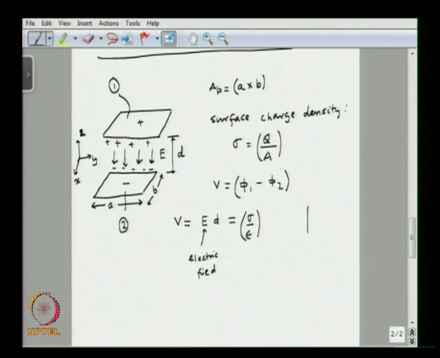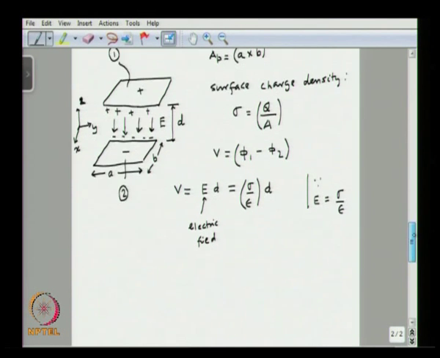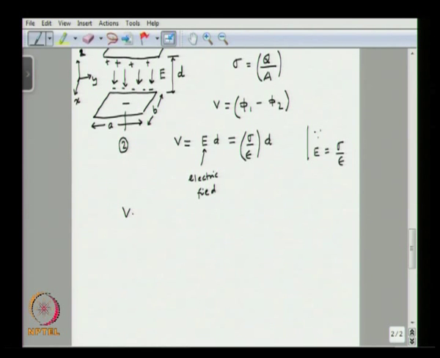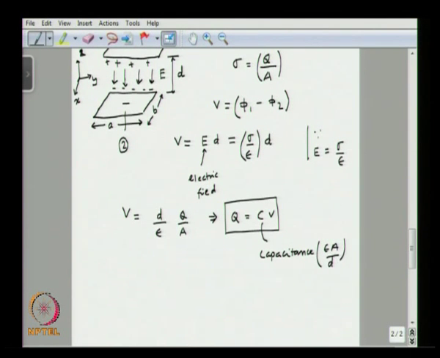So we can write electric field as sigma, charge density, over epsilon, right, into D. So we can write V equal to sigma D over epsilon, and sigma we can write as Q over A. So we can write Q equal to C into V, where C is the capacitance, which is given by epsilon A over D, okay, epsilon A over D.